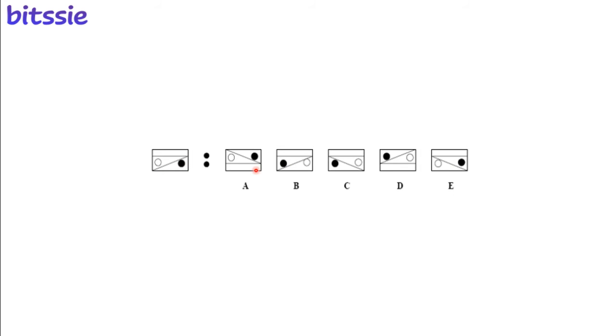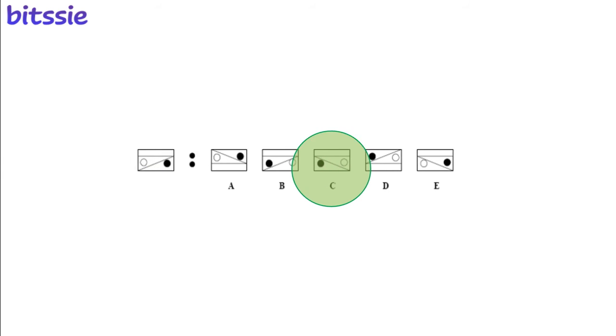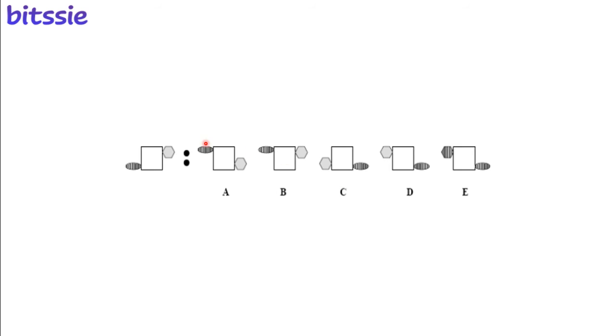Finally, the circles, which are the only difference between C and E, have to be positioned so that black is closer to the mirror and white is further away, as it is in C. Let's look at question 4 now.